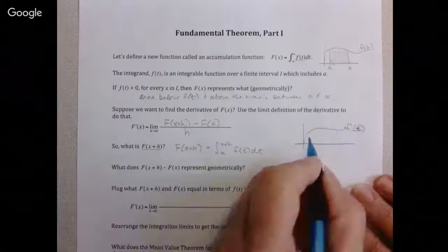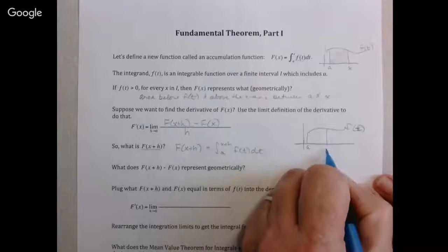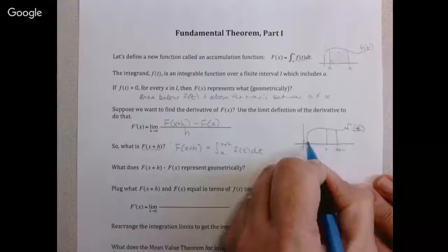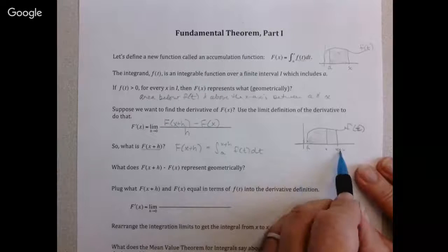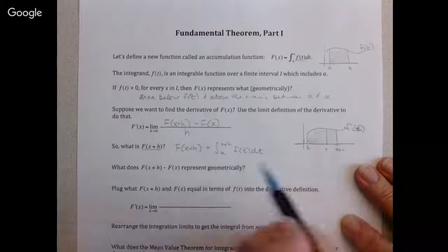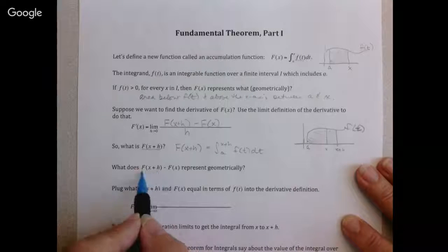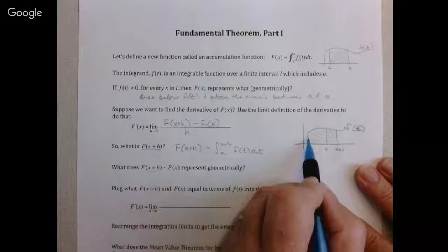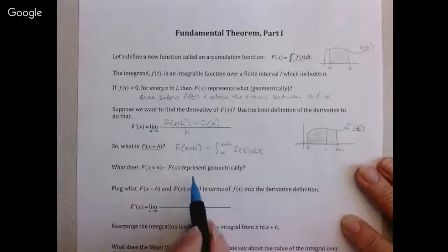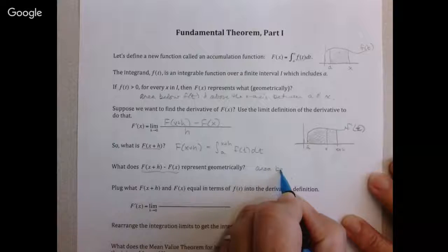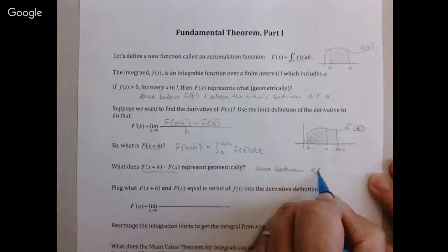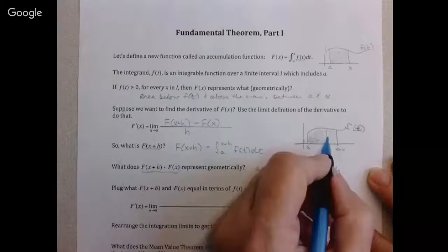Represent, well, graph f of t, that is a t. Here's a, x, plus h. So f of x plus h would represent the area from a to x plus h. Now, if I have the area from a to x plus h minus the area from a to x, what is this difference geometrically? Well, it's the area between x and x plus h, this little part.